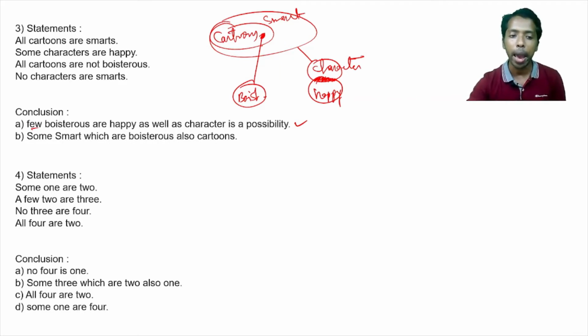Some boisterous are happy as well as character. That means what? Happy and character should have a common region. Only then, if there is no definite relation between boisterous and that particular common region, would the possibility scenario be the correct one, right? I hope this is clear.